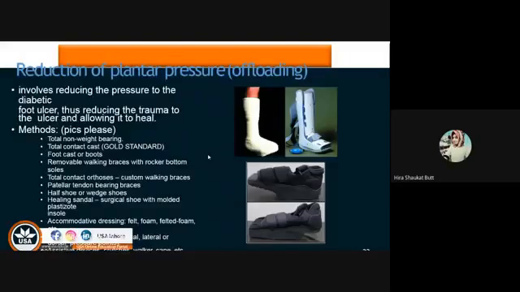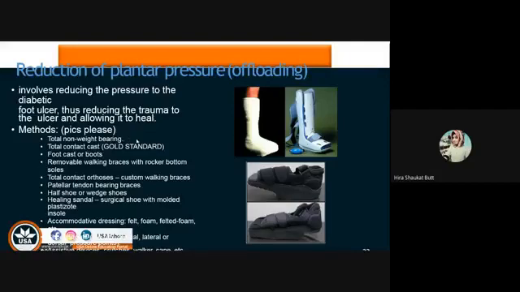Okay, the most important part: how to do offloading. We know that offloading is how we can reduce the plantar pressure at the site. So in the diabetic patient, we must know how to reduce the pressure at the maximum pressure point of the foot ulcer, reducing the trauma to the ulcer and allowing it to heal. What can be the method? The most common gold standard method is always a total contact cast.